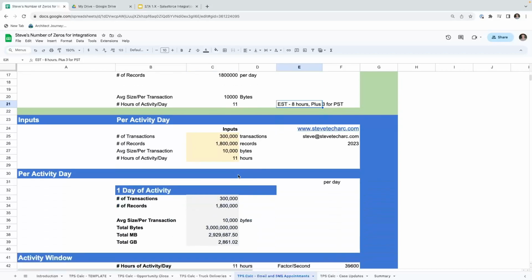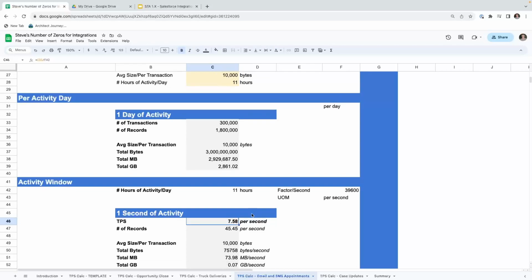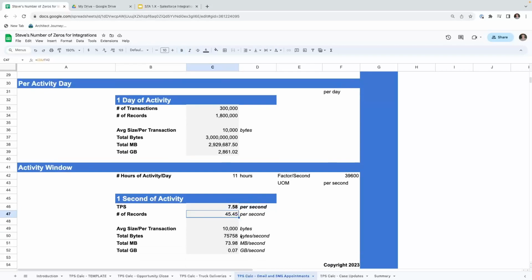We get to our transactions, and now we can see that we're at 7.58 transactions per second for those 11 hours. We're moving the 45 per second, but we're actually low on the megs per second. We're only at 73 megs per second. So this doesn't have photos. This has just lower amounts of bytes, but we're at a higher TPS than the previous one, 7.58 transactions per second. So this would be very helpful for any kind of, let's say, a MuleSoft team to be scaling the cores appropriately.